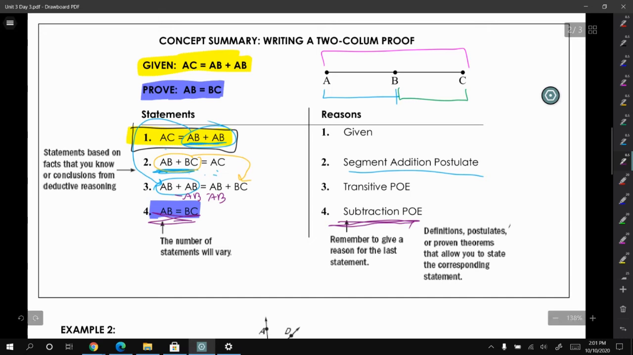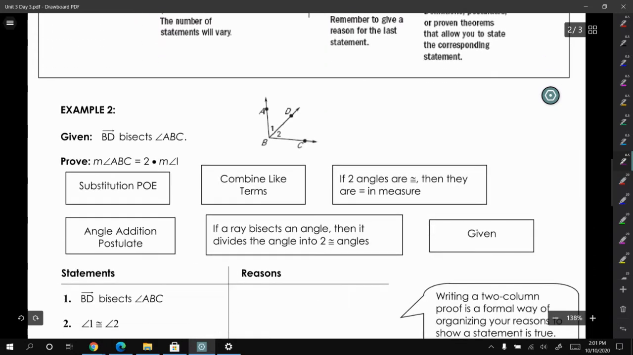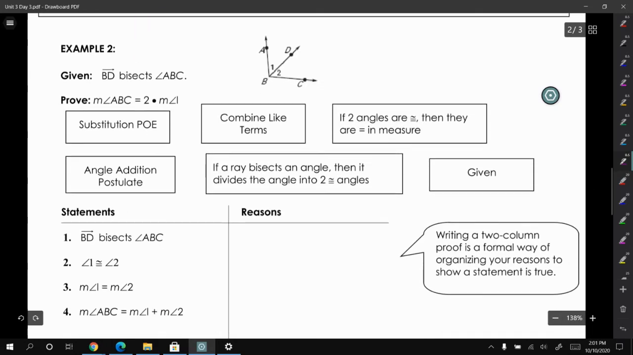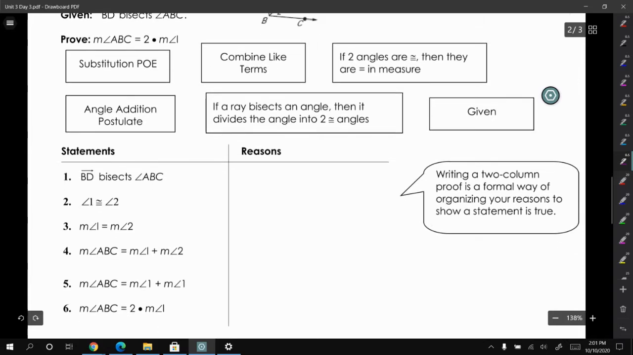So let's look at some examples down here. Here's our bank up here for reasons, and we're going to put those reasons in our proof so that the proof follows the correct order to prove the statement we're trying to make.